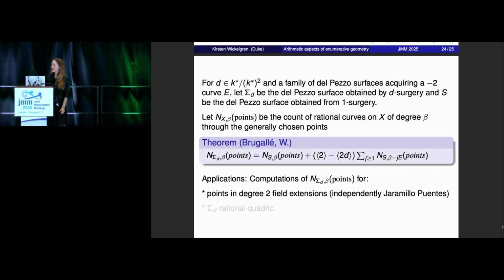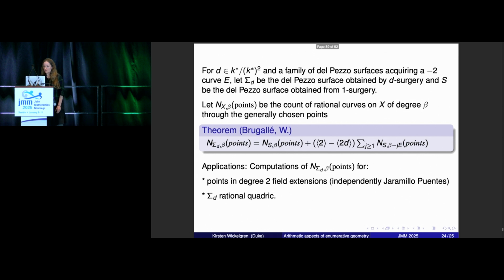So applications you can do with this, you can run your points, not through rational points, but for degree 2 field extensions, and then compute them for P2 or toric or anything that you have the values for the degree 1 extensions. And this is also done tropically for toric varieties by Andreas Jaramillo Puentes. And this will also give all of them for quadrics. And let me just leave you with a bunch of examples.